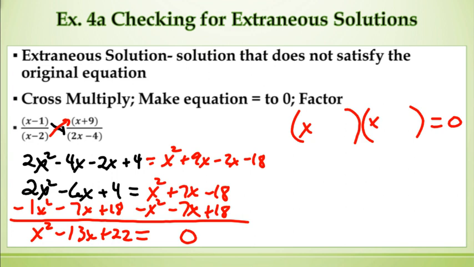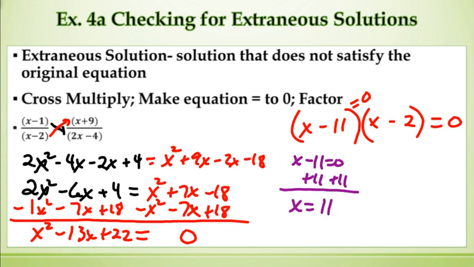Well, I know that 11 times 2 gives me 22. So a negative 11 times a negative 2 gives me a positive 22, but if I add negative 11 and negative 2, that gives me a negative 13. Now I make both of them equal to 0, and then I solve for x. So x minus 11 equals 0, add 11 to both sides. X equals 11, and over here, x minus 2 equals 0, add 2 to both sides. X equals a positive 2.